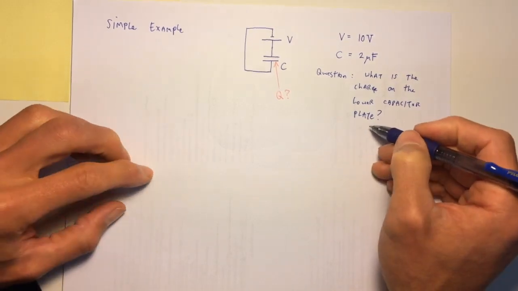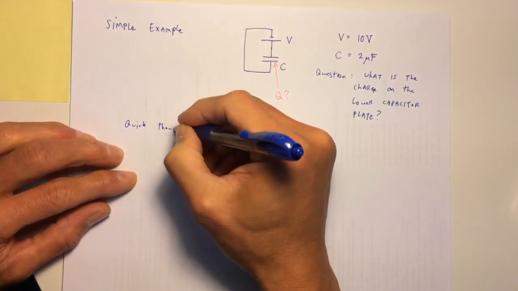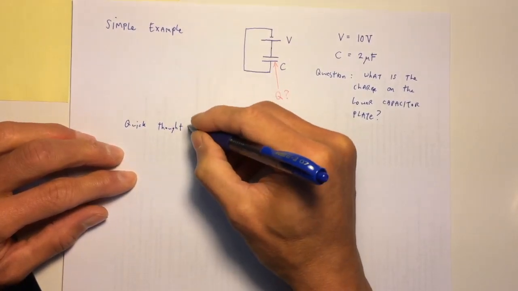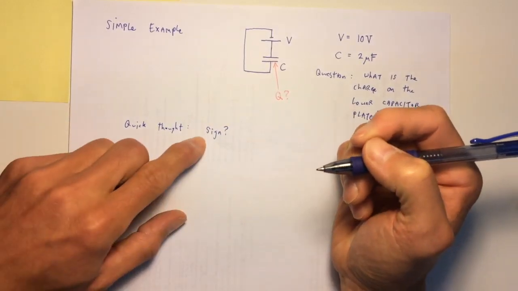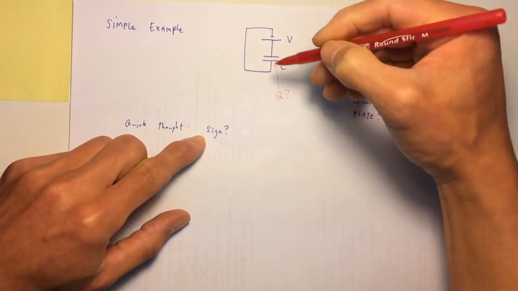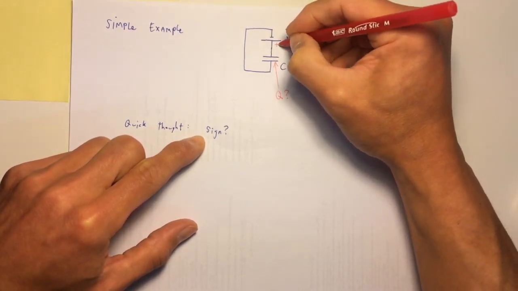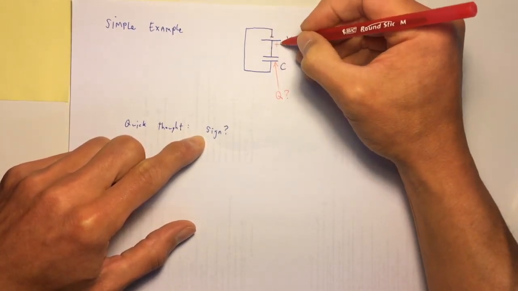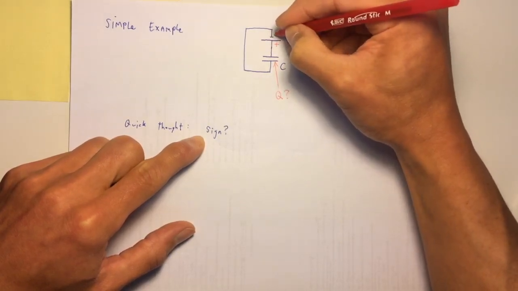So really quickly, a quick thought is, I wonder what the sign of the charge is. So let me look up here in my drawing. Here's the battery. It's got a positive side. The long plate is the positive side, and the short little plate is the negative side.